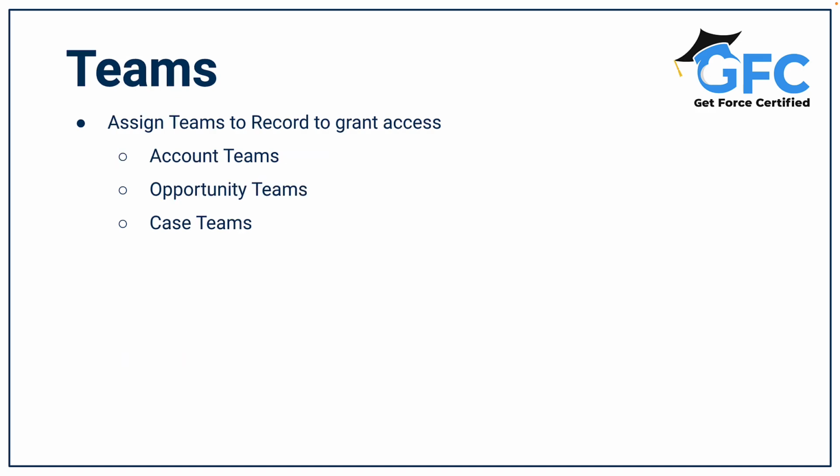Teams can be account teams, they can be opportunity teams, or they can be case teams. And record owners can build a team for their record by adding individual team members and setting the access level for each team member. Or they can add default teams. But let's head into Salesforce and we'll start with groups.